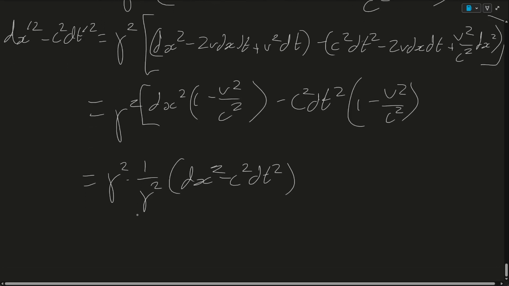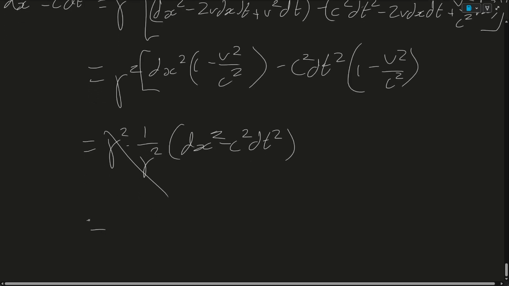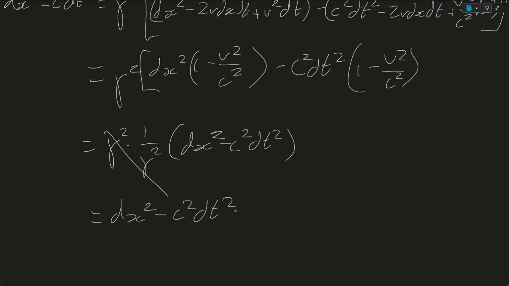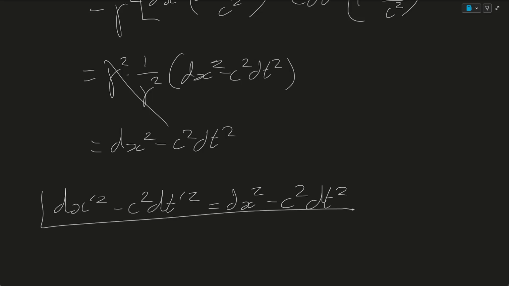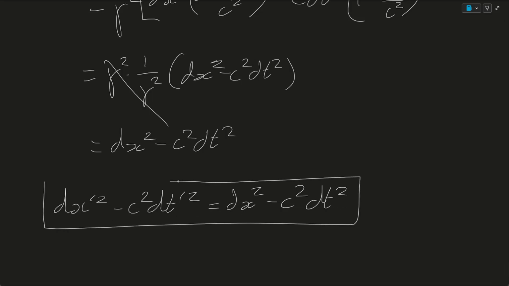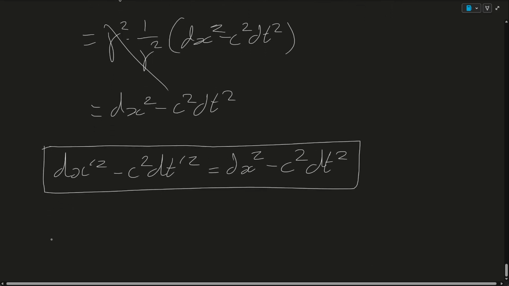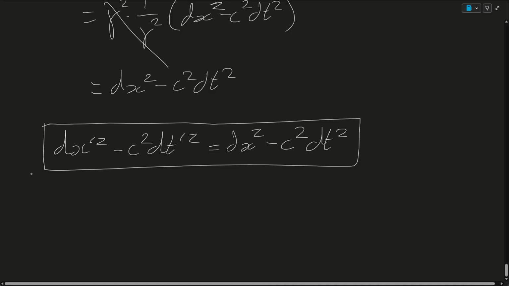Well, isn't this exciting? Which is, if I could draw an equal sign, dx squared minus c squared dt squared. And so we get that dx dash squared minus c squared dt dash squared is equal to dx squared minus c squared dt squared. Let's make it look pretty if I'm going to box it. Terrible box. Yay! This is the spacetime interval.